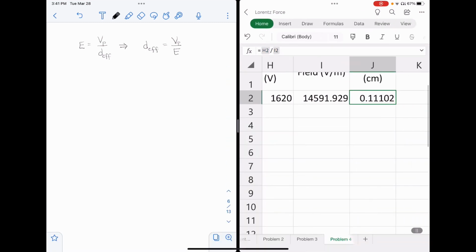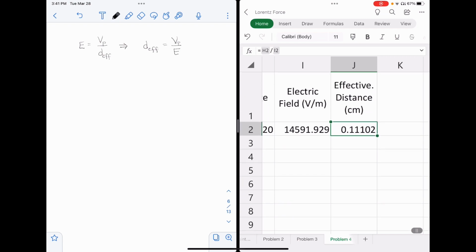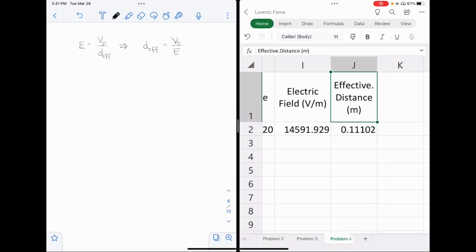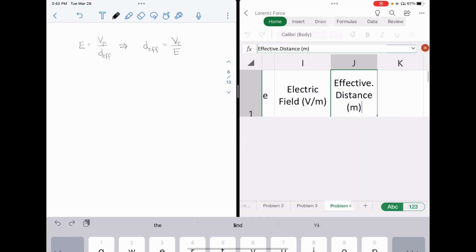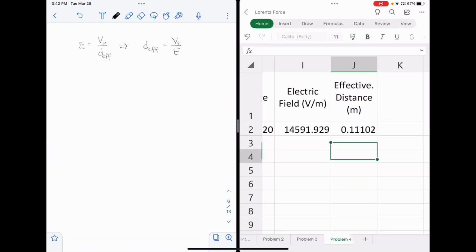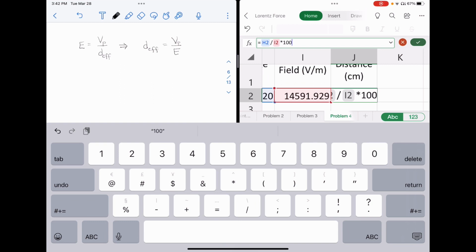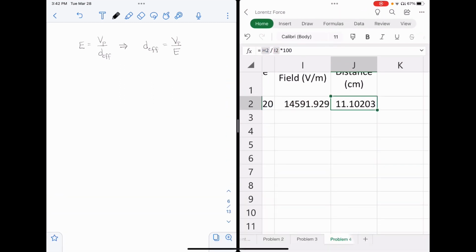Okay, and so the effective distance is, no, it can't be centimeters, because I've converted everything over to meters, so this is meters. But we do need to convert it over to centimeters, or I could do this. I could leave it like this, and then I could just multiply this times 100. And then we just avoid an extra step. So this is what, 11 centimeters.